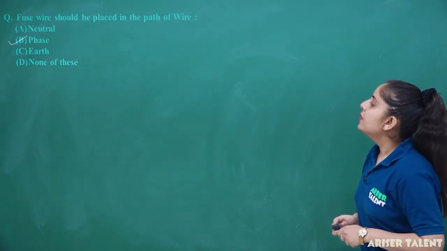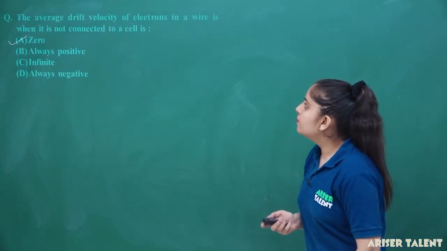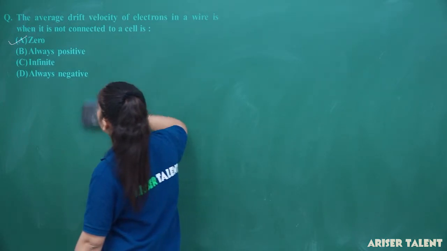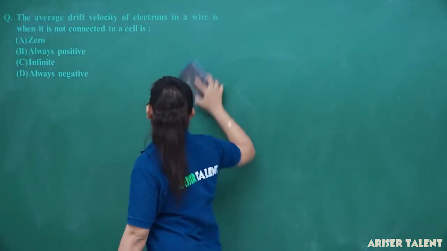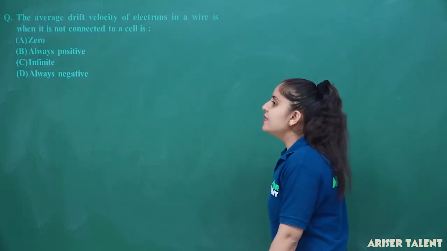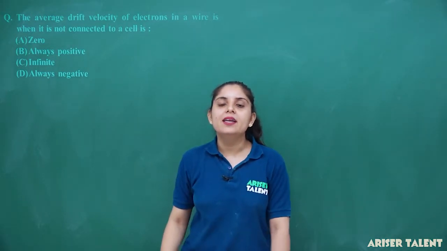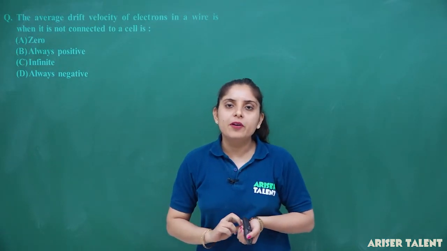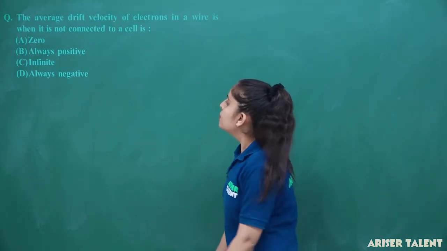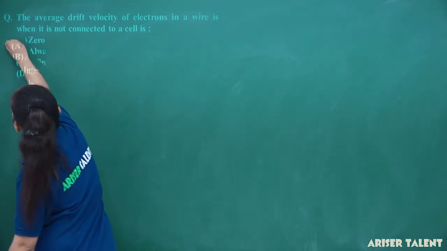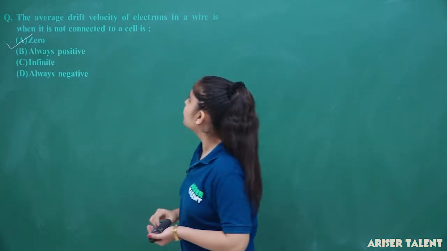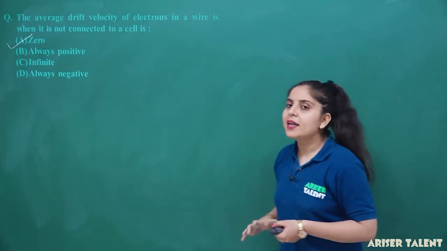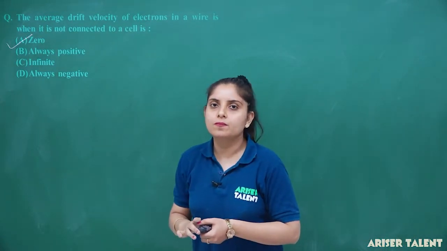Now, the next question in this sequence: the average drift velocity of electrons in a wire when it is not connected to the cell. When the system is not connected to any battery, it means there will be no drift of electrons in the system. So, the value of the drift velocity will be 0. The correct option here will be 0. Average drift velocity in a wire when not connected to a cell will be 0.